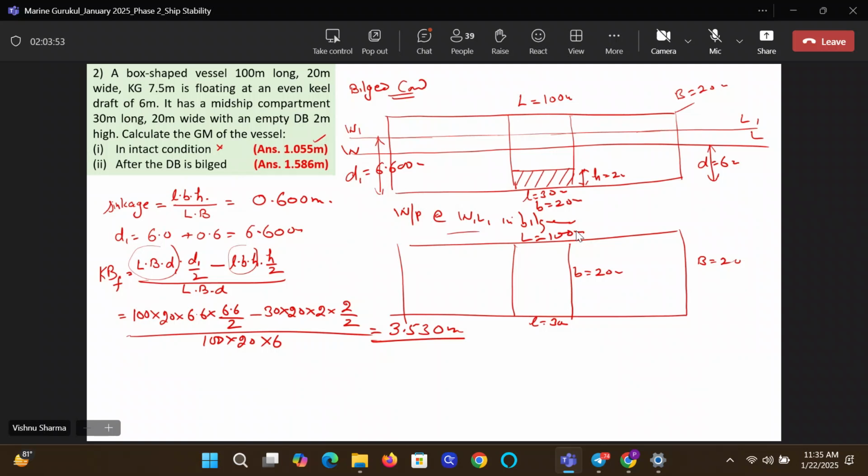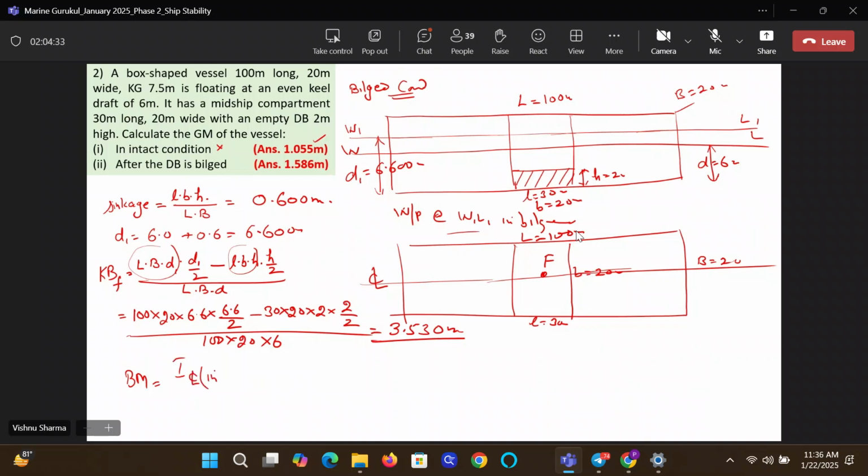Okay, guys, KB is obtained. Now, whatever is the center of flotation will be the geometric center of the intact water plane. Can you mark the center of flotation? Please mark the center of flotation. Draw the axis. Is that the center line? Yes or no, guys? So draw the thing. So center of flotation is here. This is the axis. This is the center line. Calculate the BM, beta.